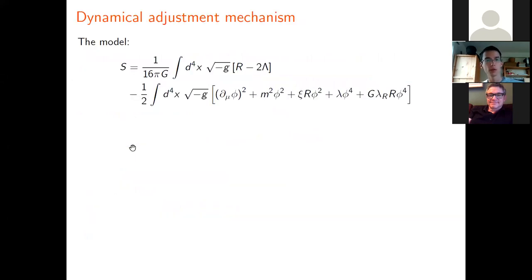So the model that we look at is the very simple scalar tensor theory, where in addition to the Einstein-Hilbert action, you also have a massive scalar field phi that is non-minimally coupled to Ricci curvature. So there are two non-minimal coupling terms. So this model looks very natural from an EFT perspective. It's just a bunch of polynomial interactions. And what we need within that model in order to achieve a dynamical adjustment mechanism are the following ingredients.